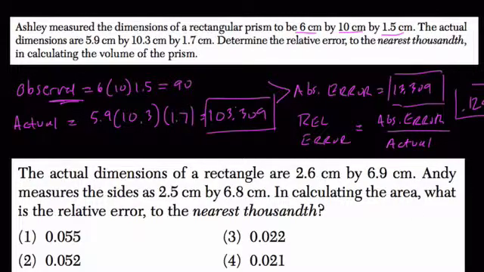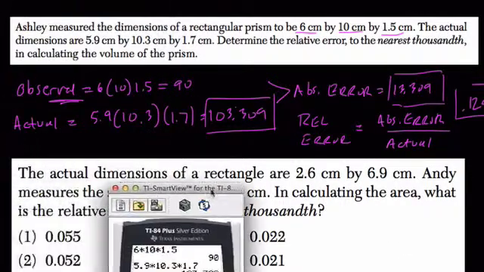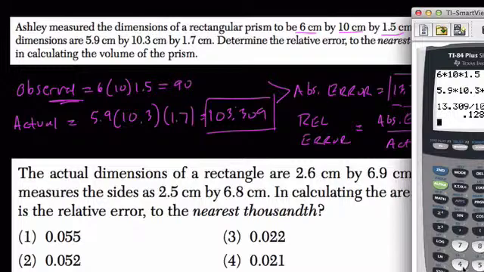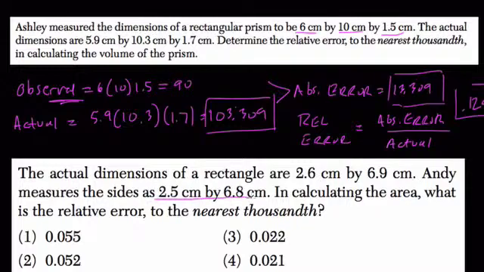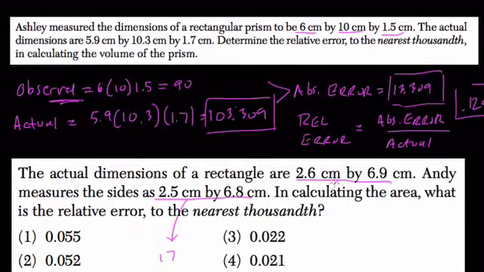Okay, next one, actual dimensions, but here's what we measured, what's the relative error? So we should have gotten 2.6 by 6.9, we had 2.5 by 6.8. We want to know what's the relative error in the area. 2.5 by 6.8, that's what we measured, which is 17. And that's the observed value. And 2.6 by 6.9 is 17.94.